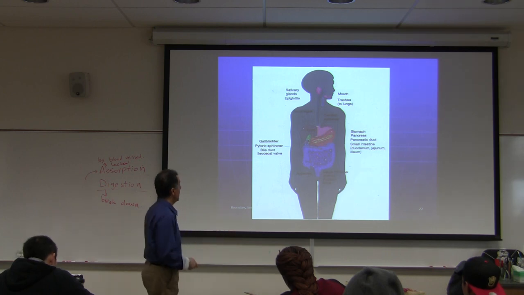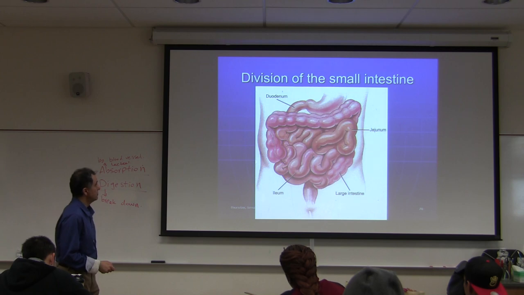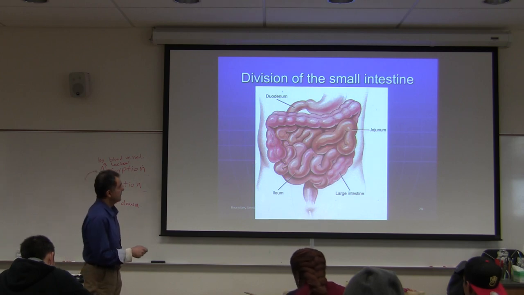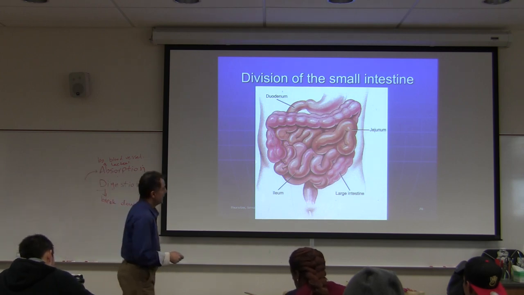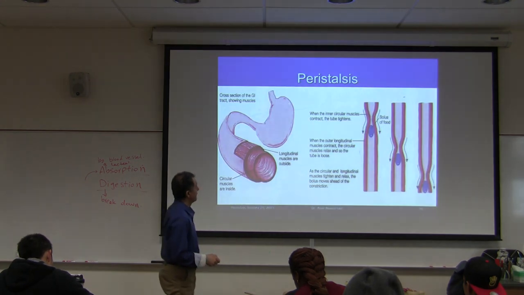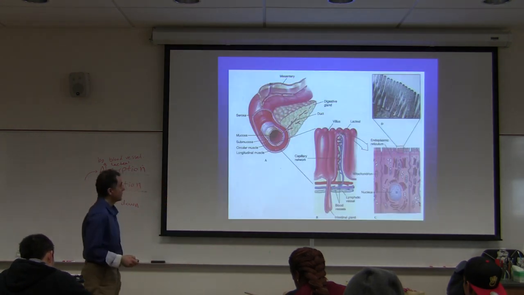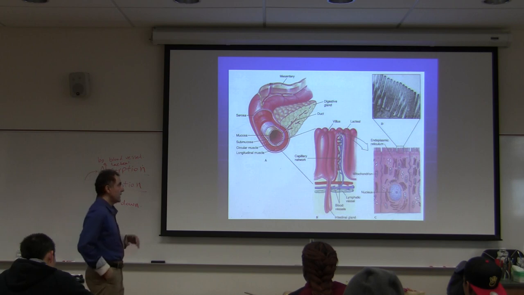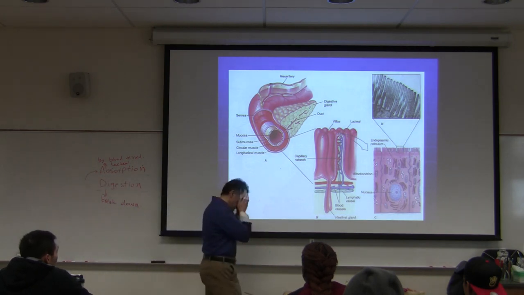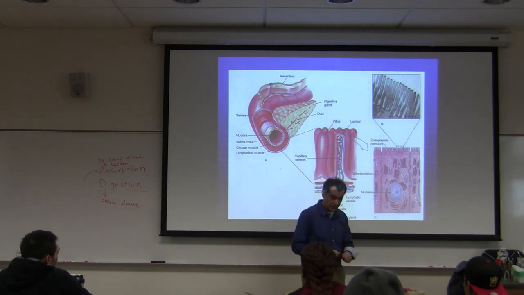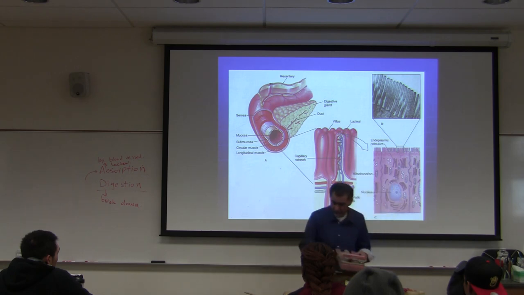Okay, and of course the stomach has three parts, the body, pyloric portion and cardiac portion, but anyhow, I don't think you should worry about that too much. Here is the intestine, duodenum, jejunum, ileum, and large intestine. Here I talked about peristalsis. Let's go to the cellular level and talk about absorption, digestion, everything else on a cellular level.